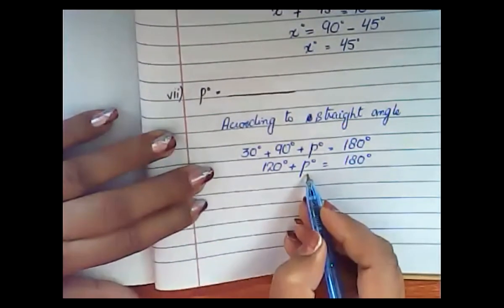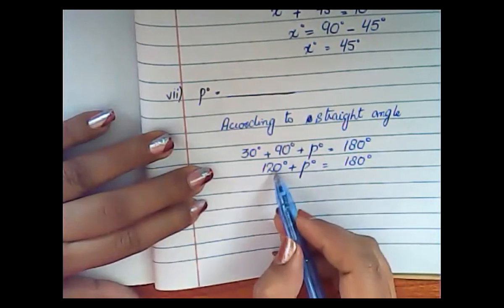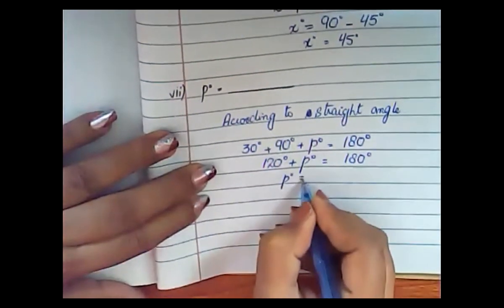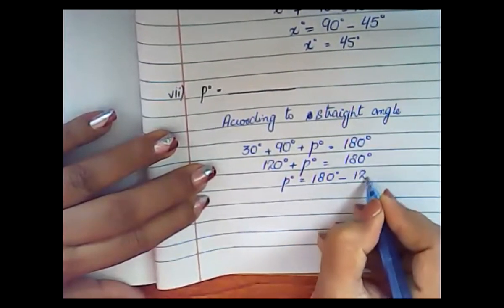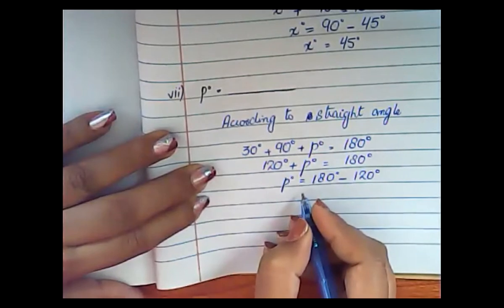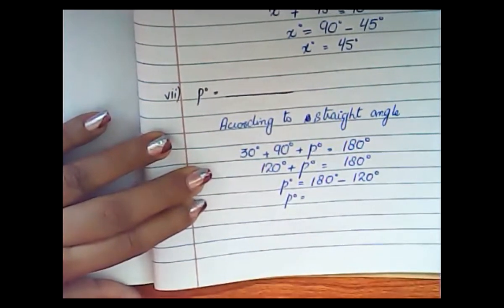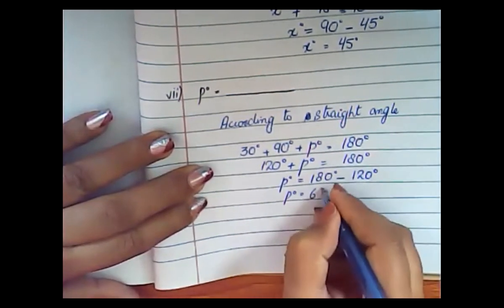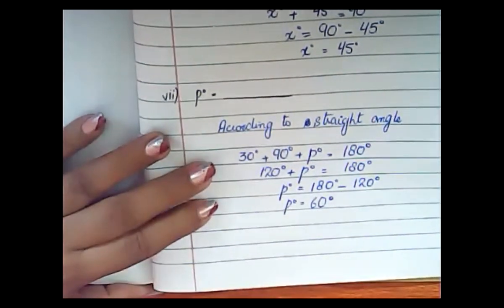Now you have to find this P, which is the unknown angle. So you will shift this 120 to this side. How will you write it? P is equal to 180 minus 120. Okay. Now 180 minus 120, P is equal to 60 degrees. The answer will be 60 degrees.